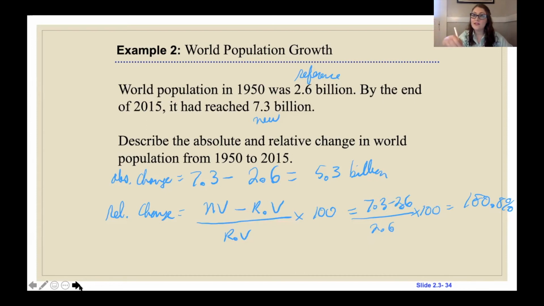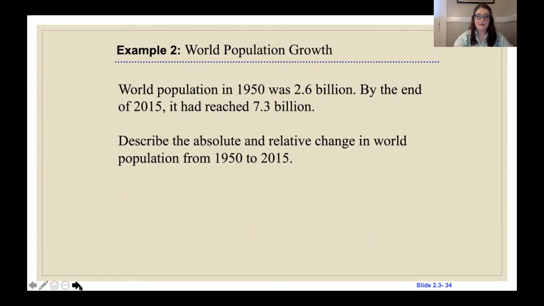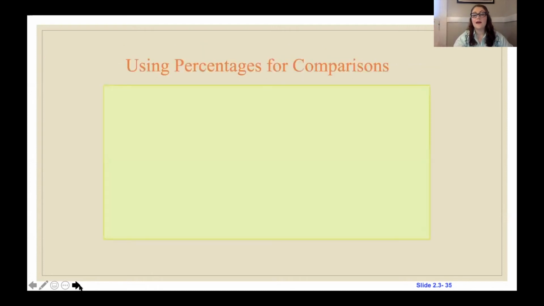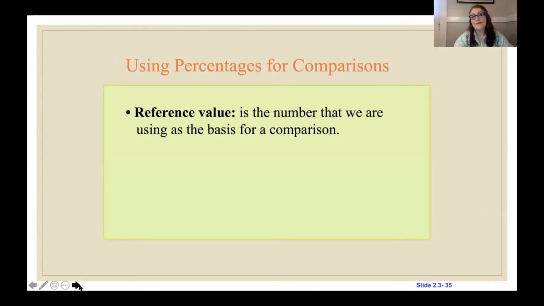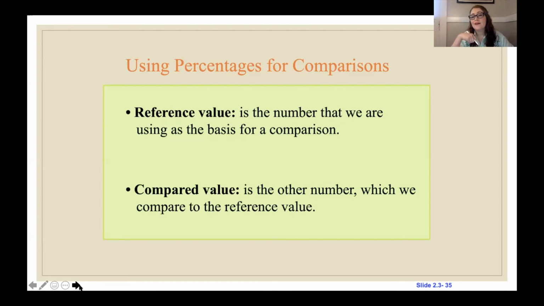Other than relative change, we can take a look at a way to use percentages for comparisons. It's a little bit different, which is going to be relative difference, which we're going to get to in a second once I talk about the slide. Our reference value again is the number that we're using as a basis for comparison, right? It's the original value. And then our compared value is the other number, which we would compare to the reference value. That's the new value, essentially. The new and shiny value.